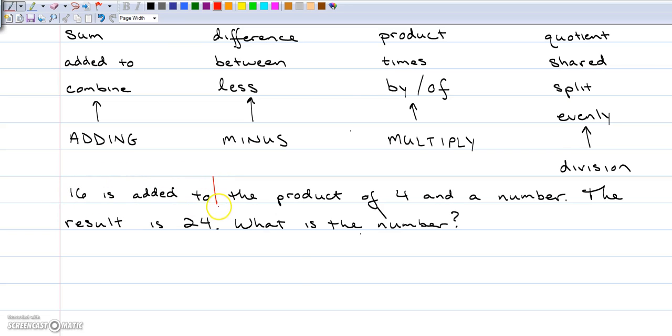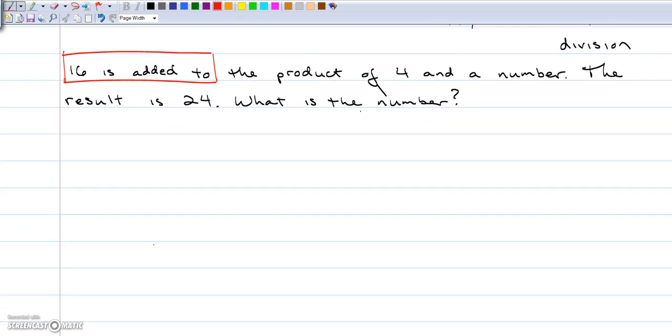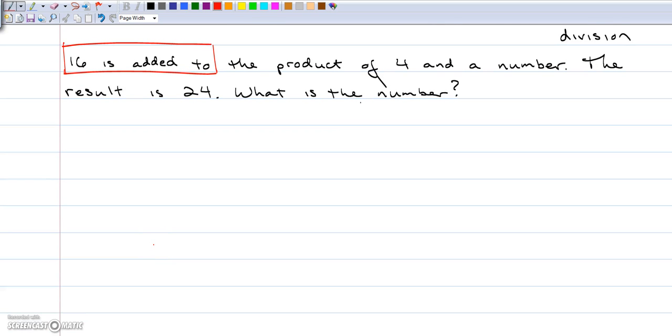Is added to. How are you going to add it if there's nothing there? You've got to have something to add it on to. It's just like that more than and less than conversation from earlier. If you see added to, there needs to be something there already. It says the product of 4 and a number. Product of 4 and a number, 4x. Product means multiply.